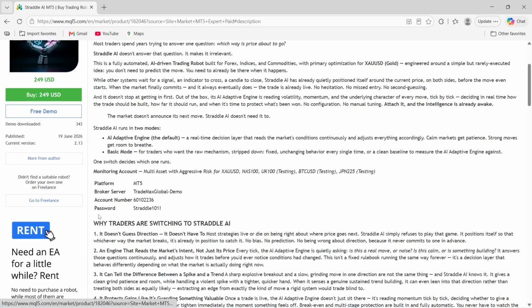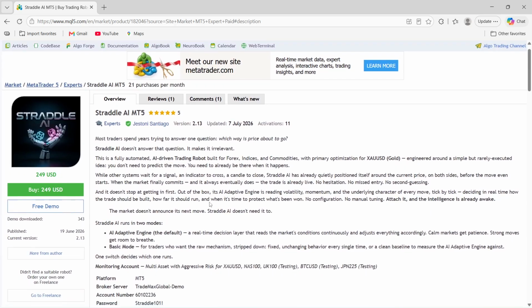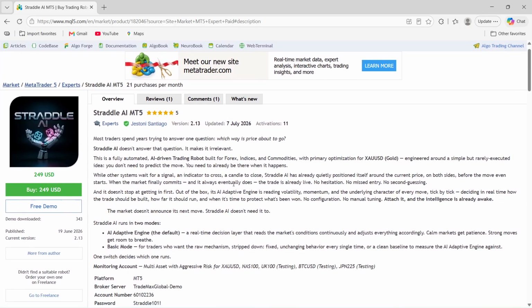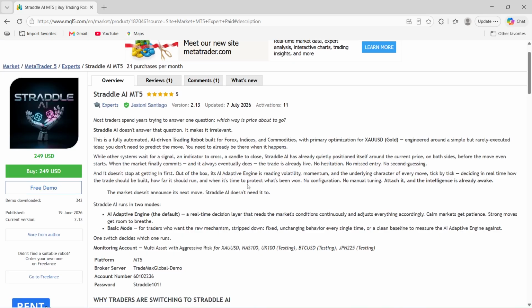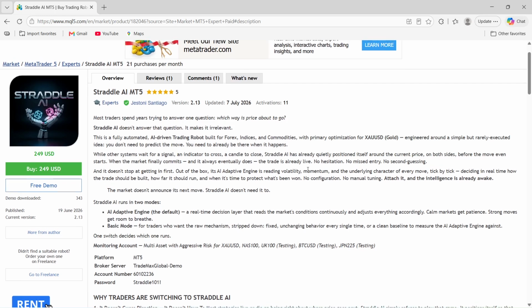Alright, so let's just expand this so we can see it more clearly. Information on the developers page. So as you can see from the MQL5 page, Straddle AI EA uses artificial intelligence to optimize straddle placement around major news events. It automatically places buy stop and sell stop orders at calculated distances, aiming to profit from the volatility spike after releases like NFP or central bank decisions.